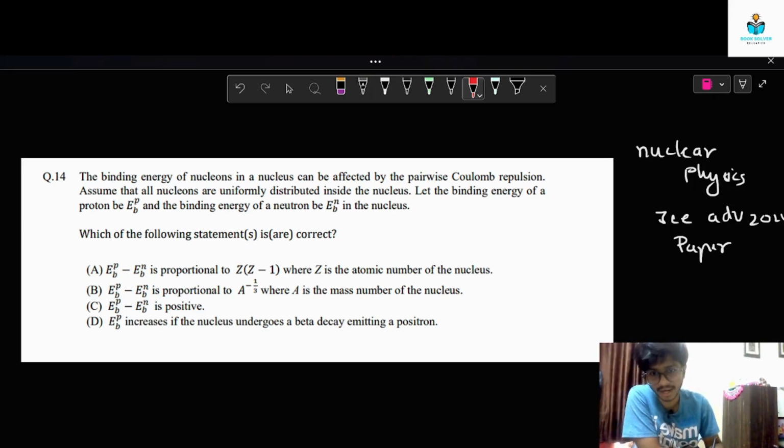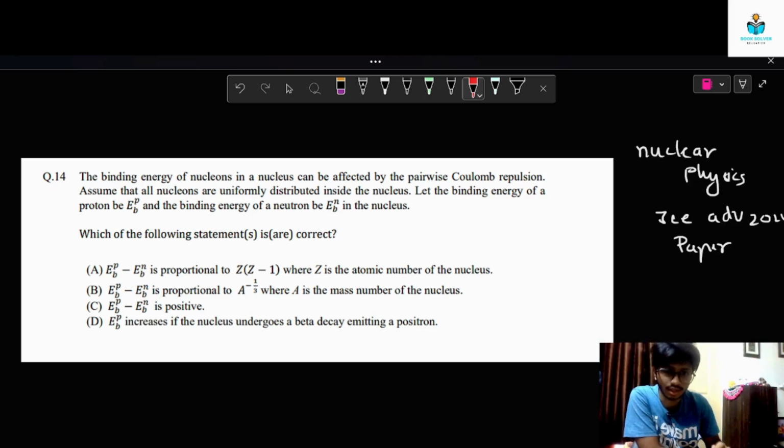It goes like this: the binding energy of nucleons in the nucleus can be affected by pairwise Coulomb repulsion. That means that the nucleons in the nucleus have repulsion between them, electrostatic, Coulomb or electrostatic are the same thing. Assume that all the nucleons are uniformly distributed inside the nucleus. Let the binding energy of a proton be this, and the binding energy of a neutron be this.